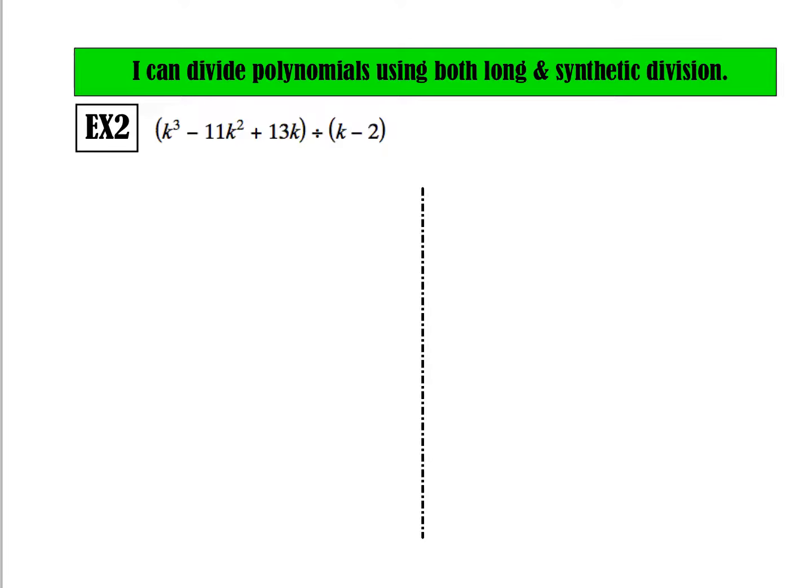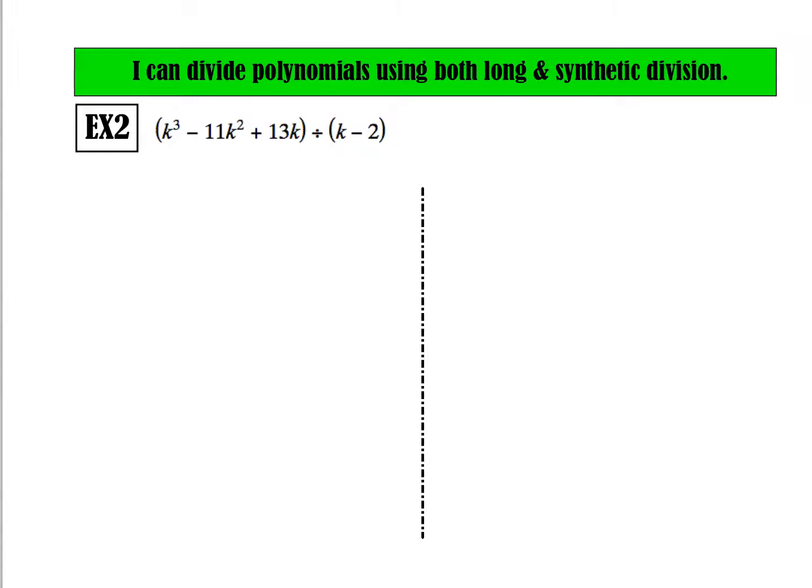All right, so for the remaining examples, we're actually going to work through them doing both long and synthetic because you need to be proficient in both skills. So the first thing that I always need to do is set it up. We're going to do long division on the left and synthetic on the right.